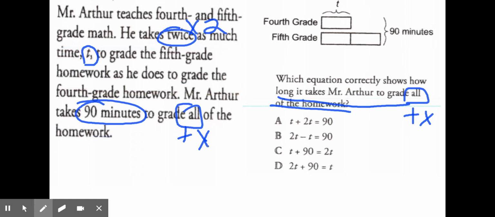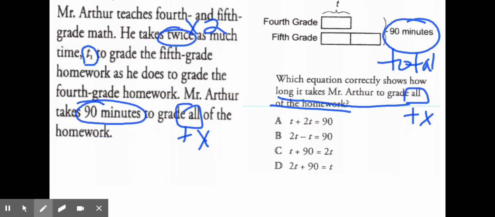Well, let's look at the strip diagram to the side. We have 4th grade and 5th grade. 4th grade has a box and it's represented by T. T stands for the time it took Mr. Arthur to grade the 4th grade papers. Then he said 5th grade took him twice as long, so they have 2 boxes. But all together, it took him 90 minutes. Well, this 90 minutes on the side is my total.